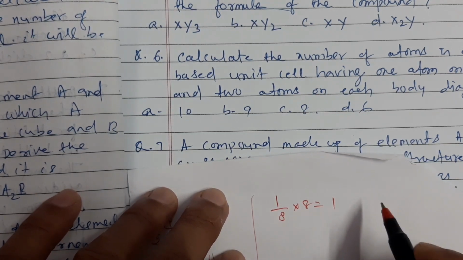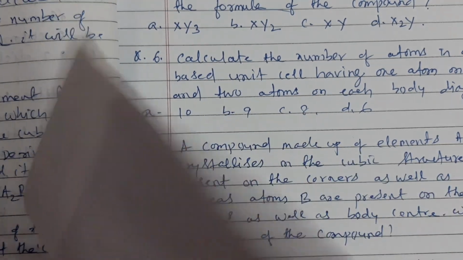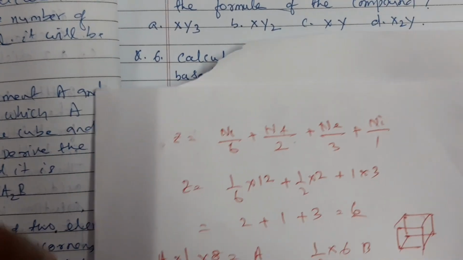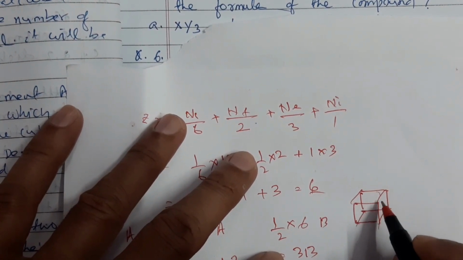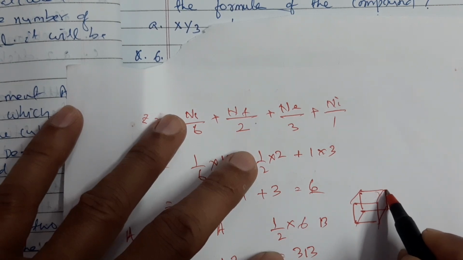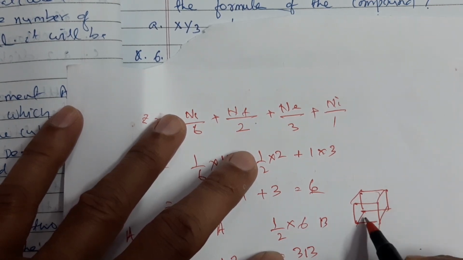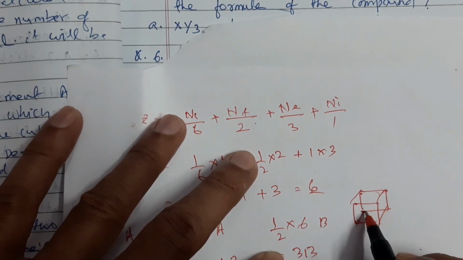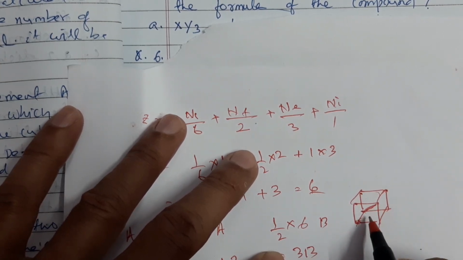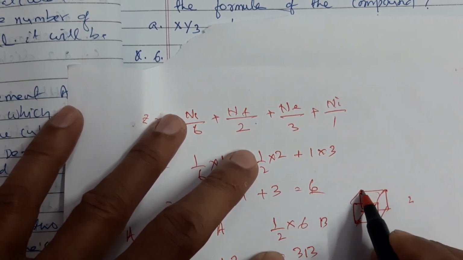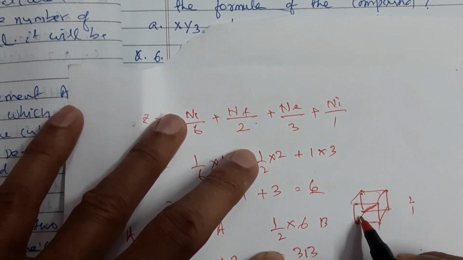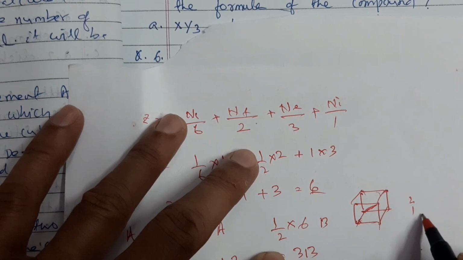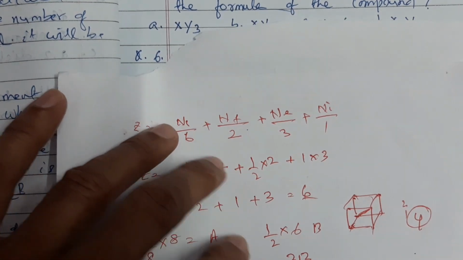And 2 atoms on each body diagonal. So for the body diagonal, how many body diagonals do you get in a cube? From here to here it is 1, then from here to here it is another 1, then another 1, and another 1. So 4 diagonals you will get.